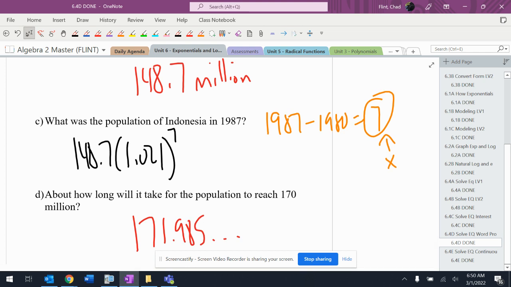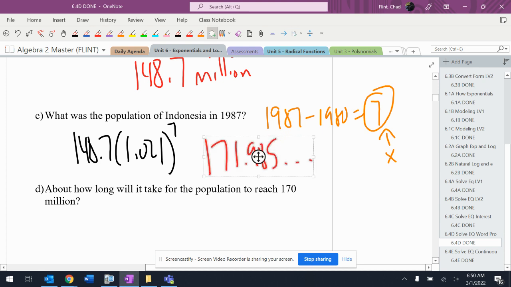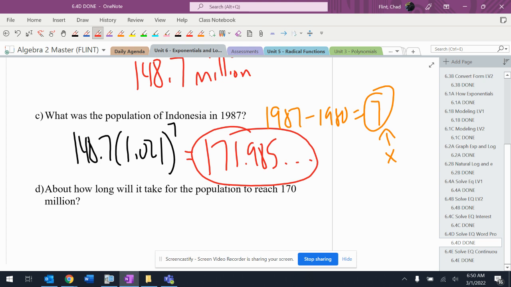Oh, no, hang on, that was C. It's early in the morning here today. And then D says, about how long will it take for the population to reach 170 million? Well, that's 171, so it's going to be slightly less than 7 years. I could probably even say 7 and be pretty close.